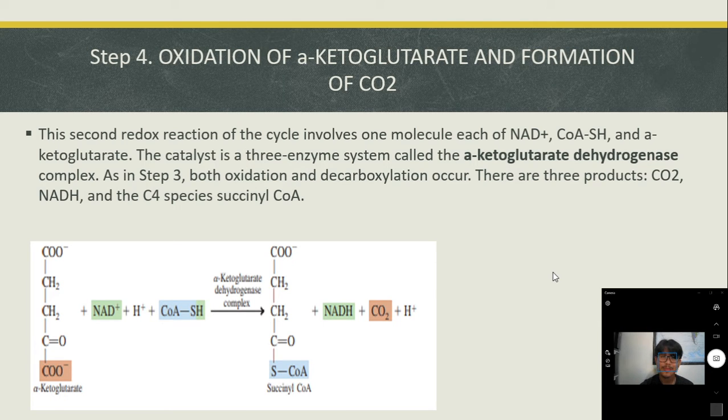So there are 4 happenings in step 4. The first is a second NAD+ is converted to its reduced form, NADH. The second key happening is that a second carboxyl group is removed as carbon dioxide. Then coenzyme A reacts with the decarboxylation product succinate to produce succinyl-CoA. It is a compound with a high energy thioester bond.